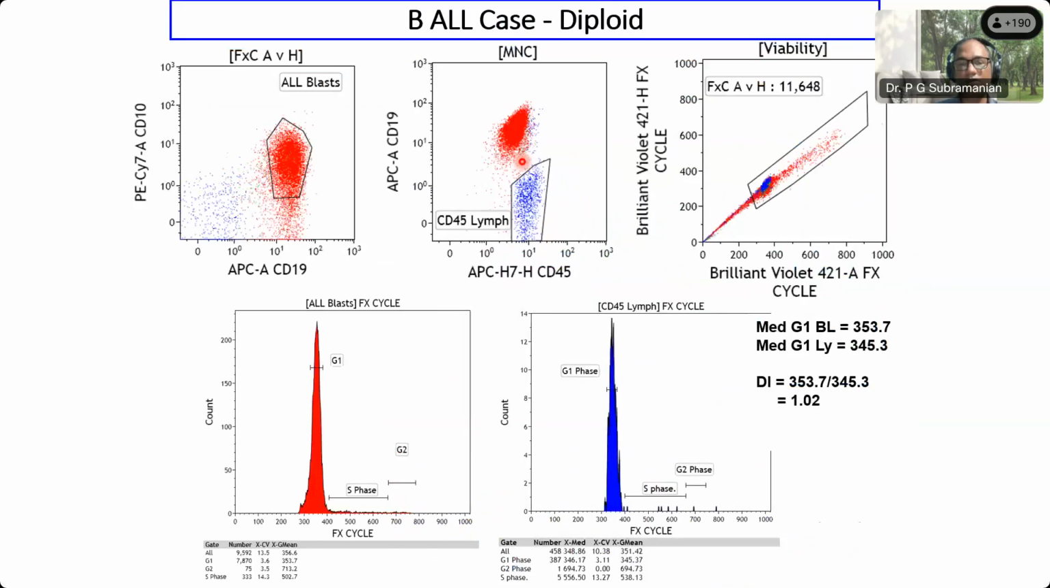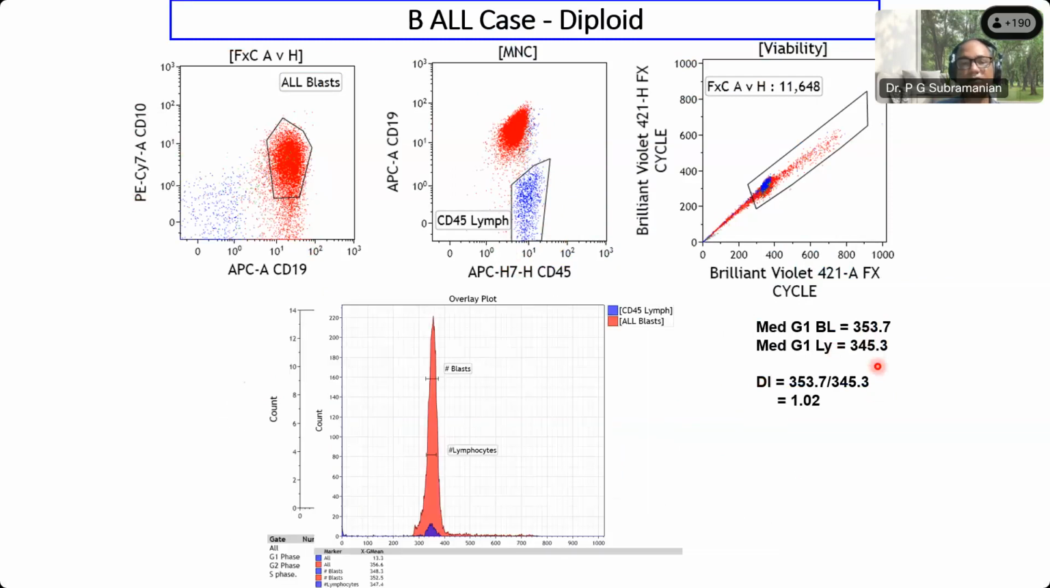So I'm just giving you some idea of how it is done. We put a gating marker along with the DNA dye, so that we are able to gate the normal as well as the abnormal cells. So this is your CD45, we are using the CD45 bright lymphocytes, which give the blue color, and the red color is the blast, so here we do the same and we get the ploidy. If you see, the peaks of both are overlapping.